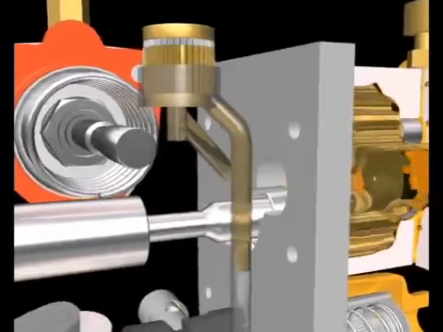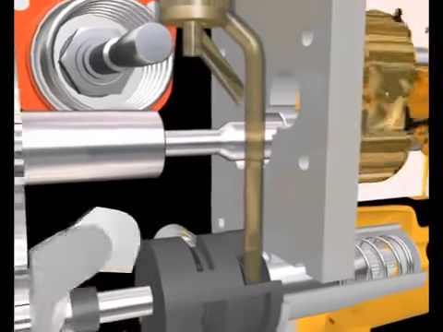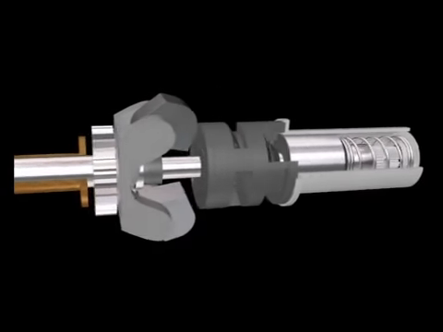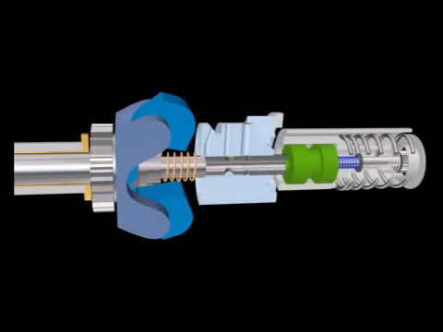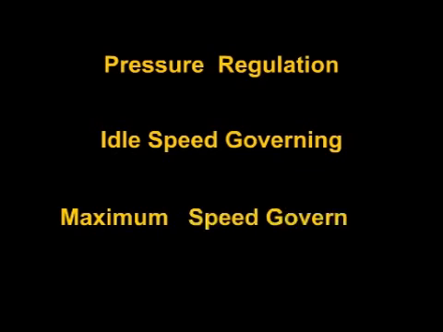From the gear pump, fuel flows through a wire mesh magnetic filter to the inlet or supply passage of the automotive governor. Governor is a speed-sensitive device that automatically controls or limits the engine speed. It does this by varying the fuel delivered to the engine under changing operating conditions. The governor assembly performs three functions: pressure regulation, idle speed governing, maximum speed governing.